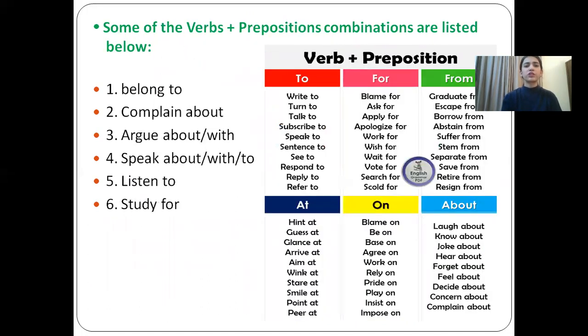Now we will move forward to verb plus preposition combinations. Belong to, complain about, argue about, speak about, listen to, study for. These are all verb plus preposition combinations. And then there are other verb plus preposition combinations too. You can go through them.